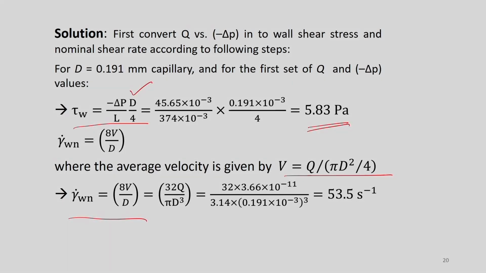Okay. So, gamma dot w n is equal to 8V by d, which is nothing but this one: 53.5 second inverse. So, 53.5 second inverse is the nominal shear rate for the first data point of the first capillary of diameter 0.191. Likewise, for all data points of each diameter capillary, we have to convert this information.